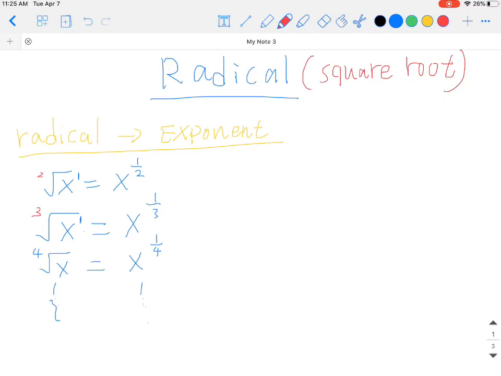Oops, really ugly. Let me fix this. And until infinity, we can have the n-th root. Then this will be 1/n.